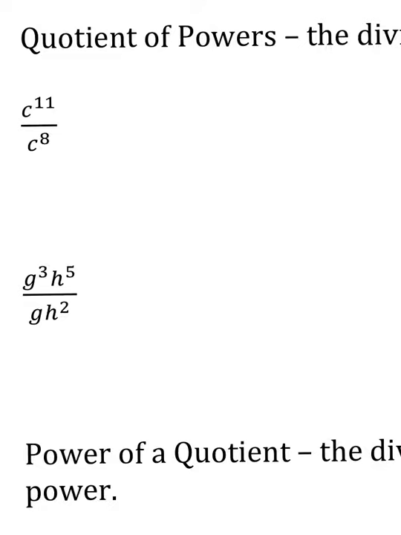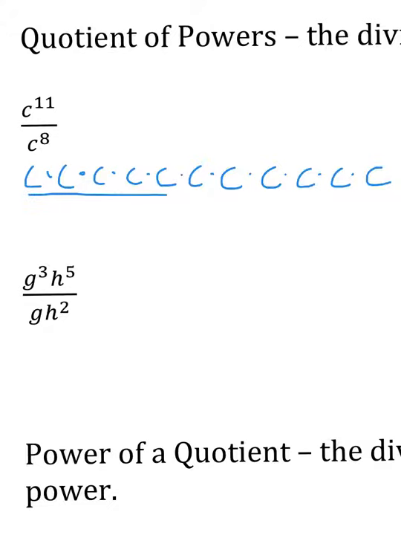Okay, I'm going to write this all out. It's going to be a lot, but if we have c to the 11th, that gives us c times c, and so on, 11 c's. That's all going to be divided by 8 c's. I'm just showing you this so we can figure out where this comes from.